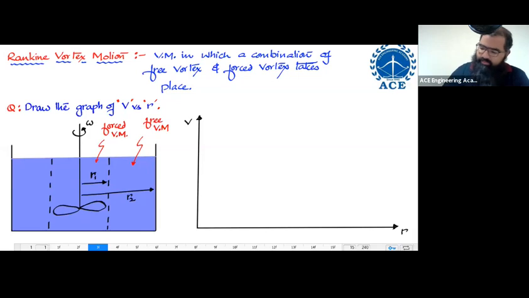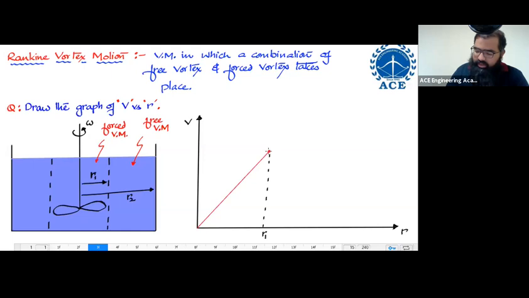So let us say the first part for forced vortex motion is, I'm going to start from here. I'm going to have a linear variation. So let us say this is a linear variation I'm having, and it is going to be valid up till what radius? It is going to be valid up till the radius R1. This is a region of forced vortex motion.